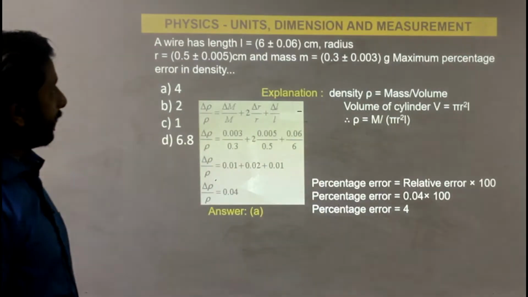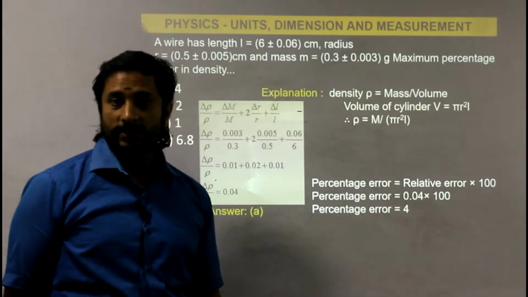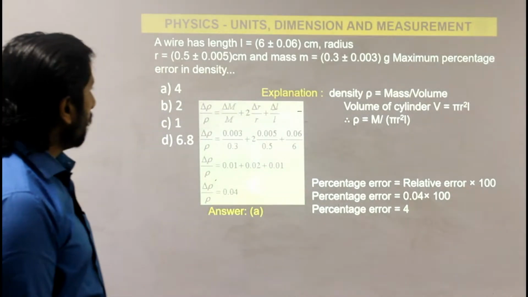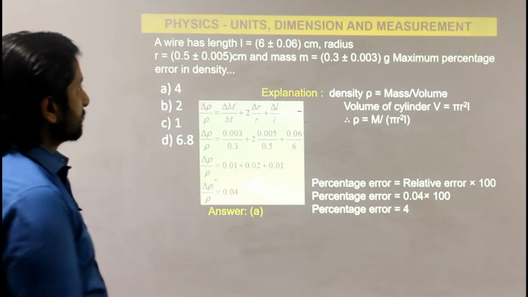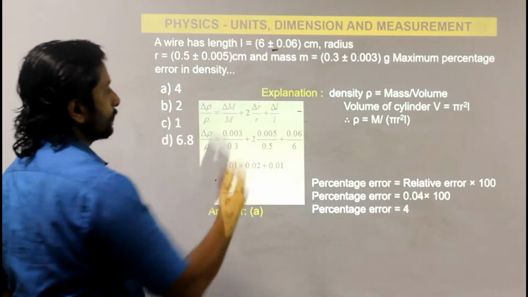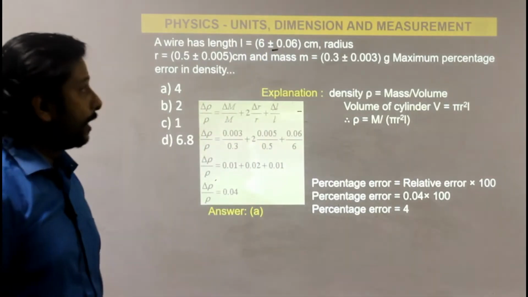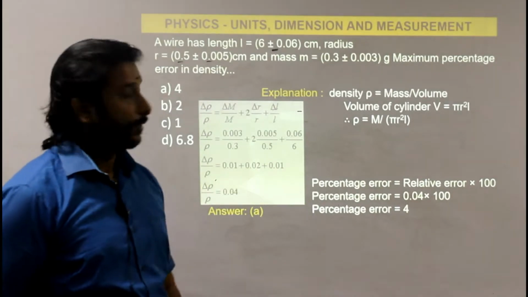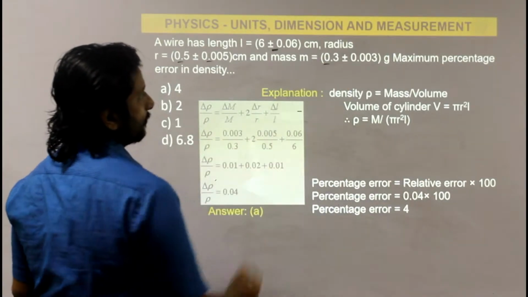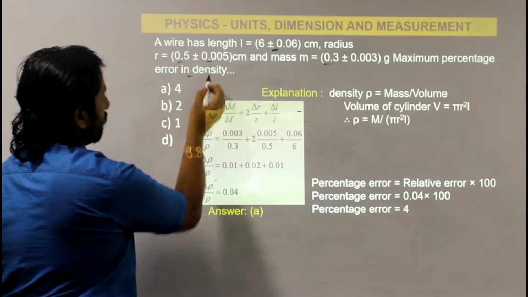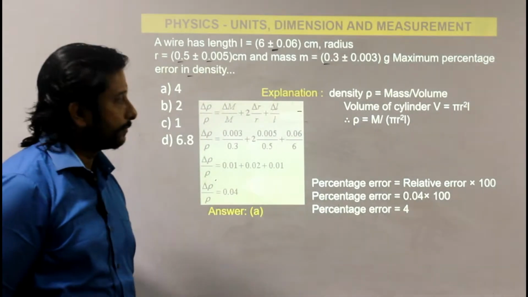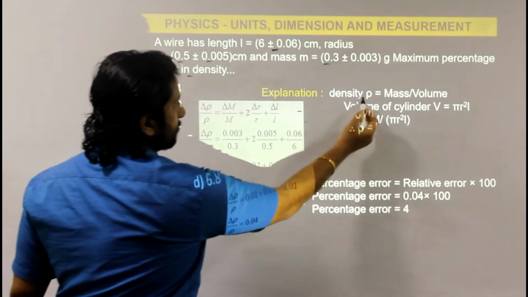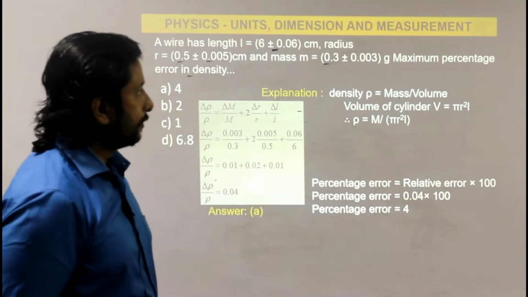Now, a wire, so I'm going to talk about the error percentages and other stuff. A wire has length of 6 plus or minus 0.06 centimeter, and you got the radius of 0.5 plus or minus 0.05, and you got the mass. What is the maximum percentage of error in the density? This is the question.